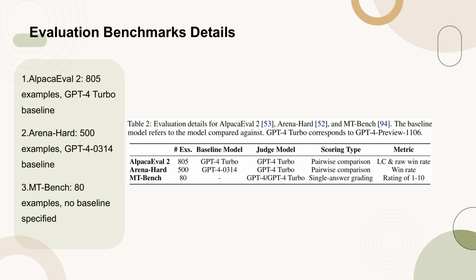Similarly, ArenaHard uses 500 examples with GPT-4-0314 as the baseline and GPT-4 Turbo as the judge model, also using a pairwise comparison for scoring. MTBench, on the other hand, covers 80 examples without a specified baseline, using GPT-4 and GPT-4 Turbo for single-answer grading to produce an average score. This table is crucial for understanding the methodologies behind the evaluation of models in these benchmarks.